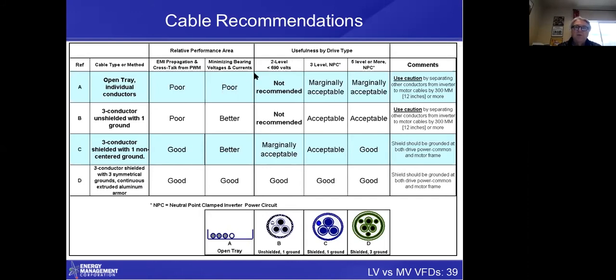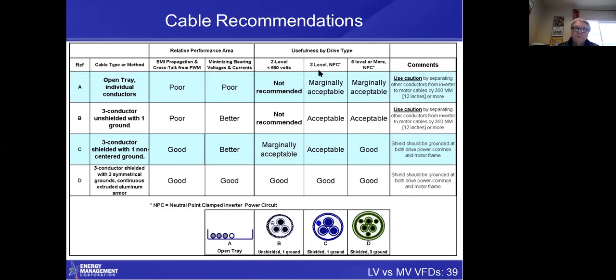So here's a 2-level drive, and on a 2-level drive, this is all low voltage and some medium voltage. They say not recommended for open cable tray, not recommended for 3 conductor unshielded with 1 ground. 3 conductor with 1 non-centered ground and a shield is marginally acceptable. And so they're recommending as a minimum, really, if you want to be good, if you want to be in that good column, get yourself that VFD cable that has 3 conductors, 3 grounds, and a shield.